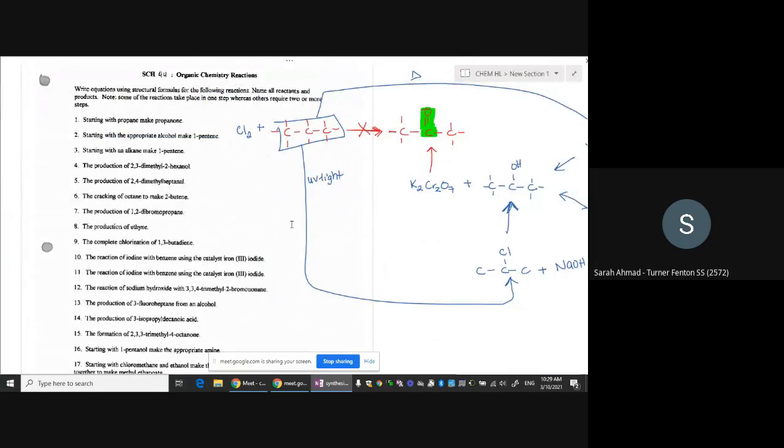Starting with the appropriate alcohol, make 1-pentene. So I want you to ponder that, and I'm going to do attendance.